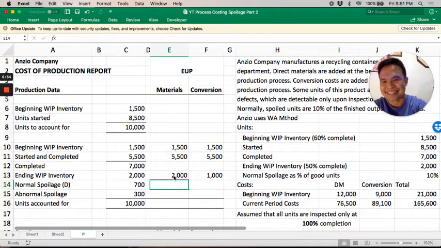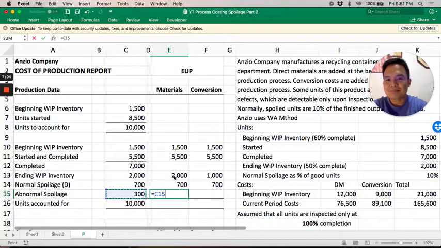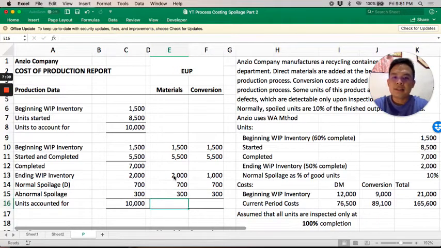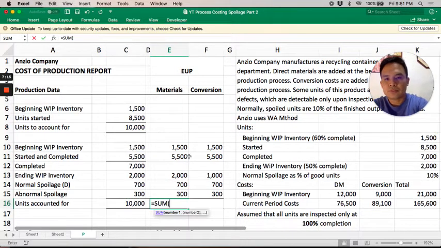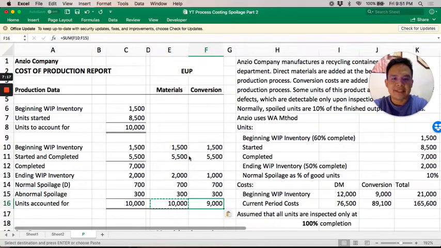That's the disadvantage there. So, talagang normal spoilage 700, as to materials, kompleto na yon. Saka mo pa nalaman na sira. As to conversion, kompleto na rin yun. Saka mo pa nalaman na sira. So, yan. 100%. And we total all of that. That's formula 10 and 9.